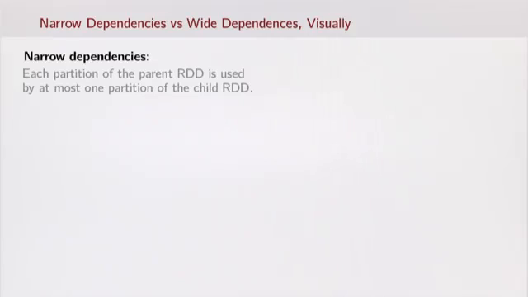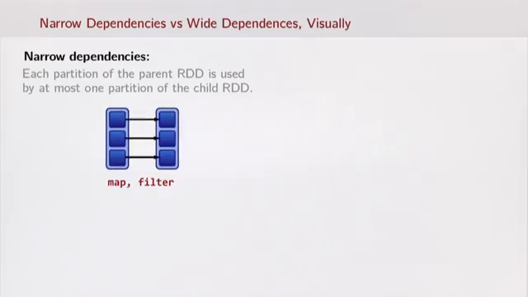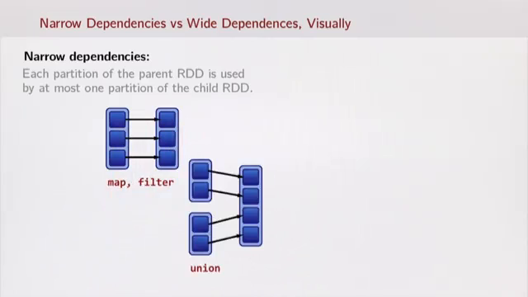Let's start first with narrow dependencies. As I said on the previous slide, each partition of the parent RDD is used by at most one partition of the child RDD. So some example transformations include map and filter, because one partition depends on at most one other partition. And the same is true for union. We can essentially just put the data in this partition into the new resulting RDD here. There's no relationship between many RDDs when it comes to looking at who this partition was derived from.